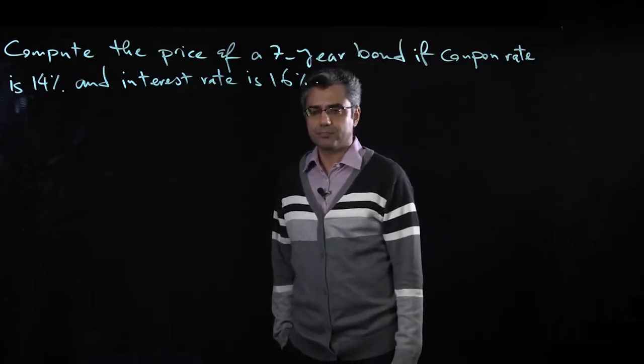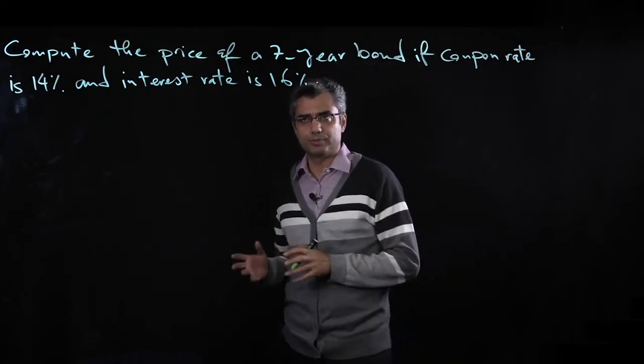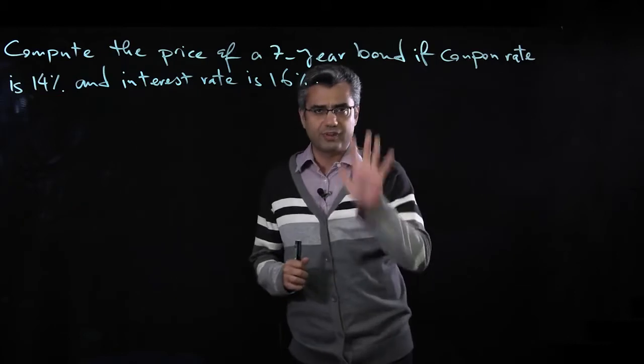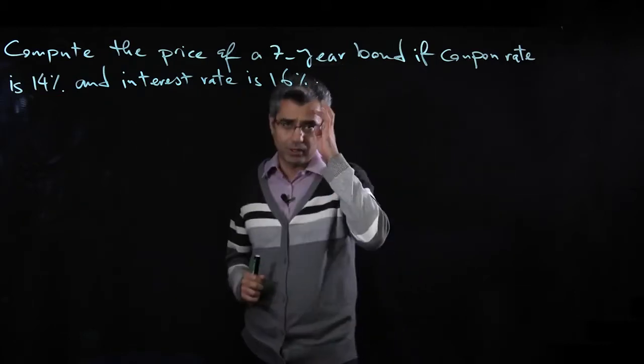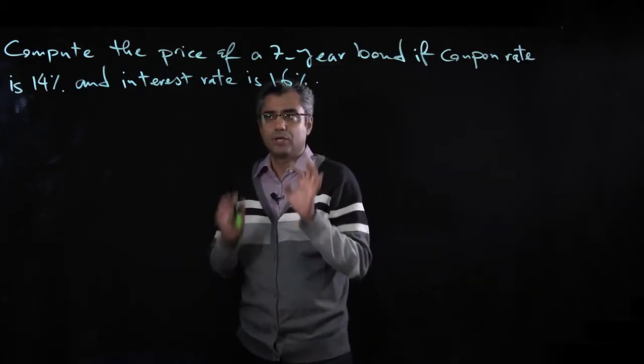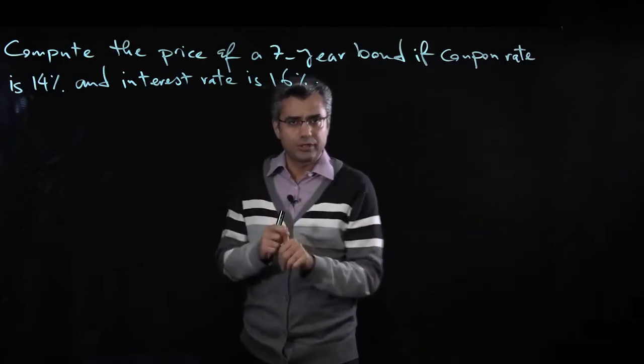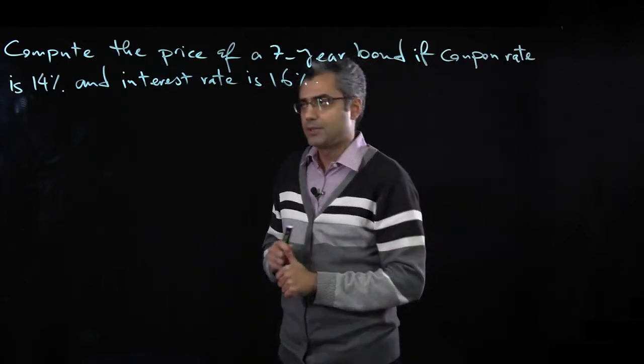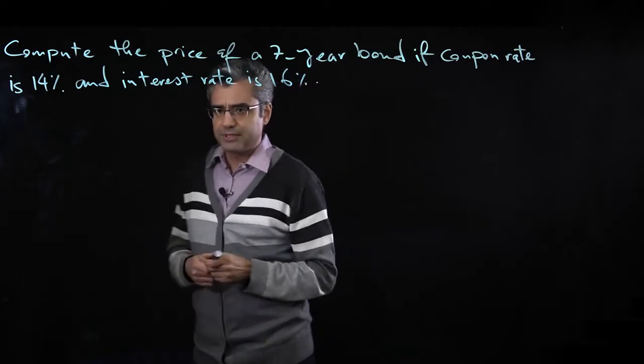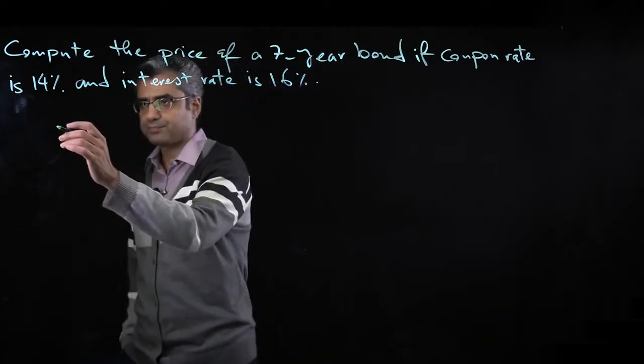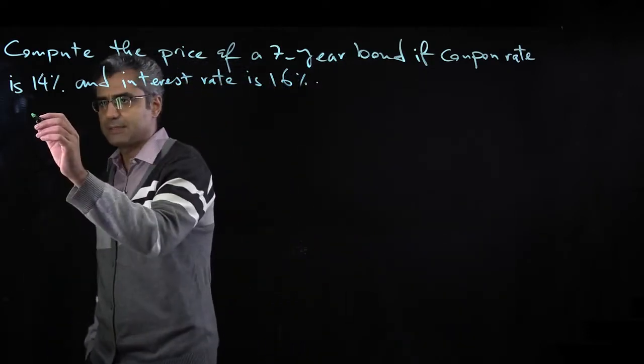Okay. So when you want to compute the bond price, there are always 5 parameters. Keep this in mind. There are 5 parameters. Always you have 4 of them, and you are required to find the 5th one. So I list the 5 parameters here.